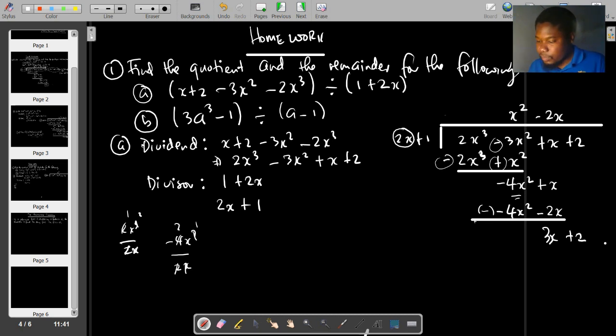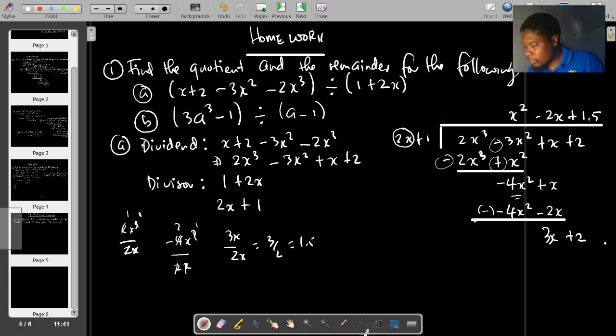All right, so you say 2x into 3x, mind you, is 3x divided by 2x. This becomes 3 over 2, which is 1.5. So it becomes plus 1.5. And so what you do is 1.5 times 2x gives you 3x. 1.5 times 1 gives you plus 1.5. You subtract the two.